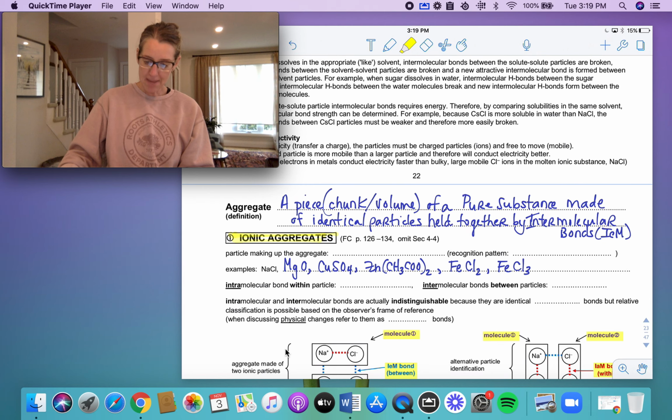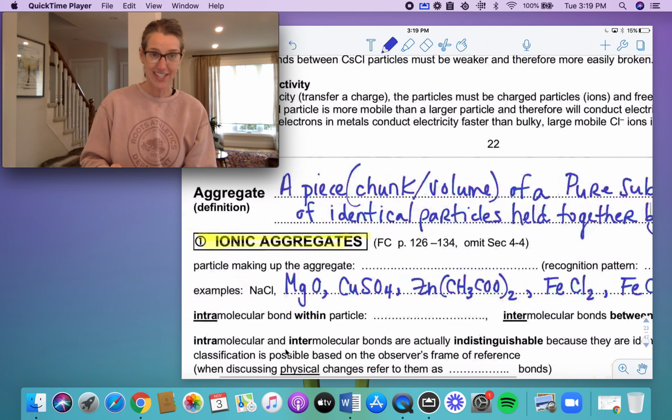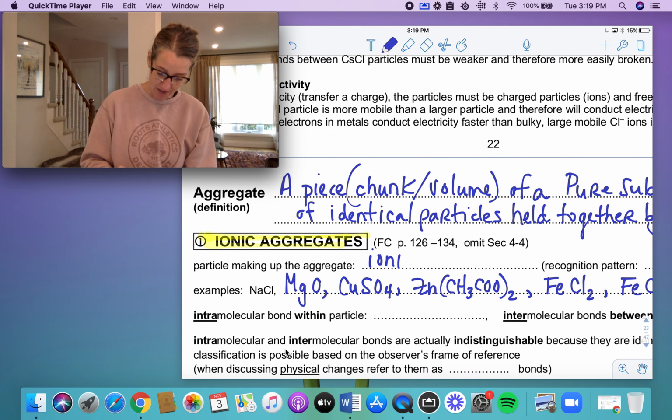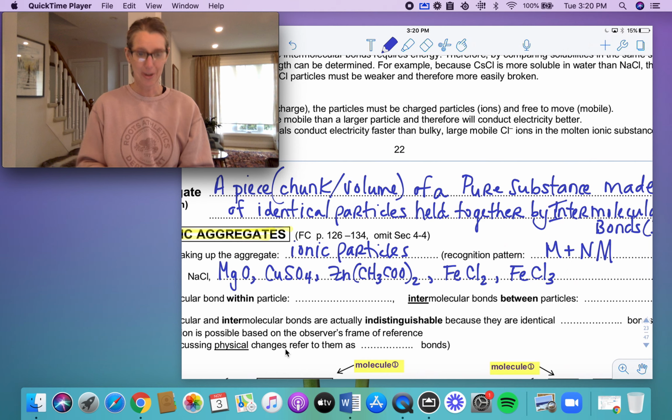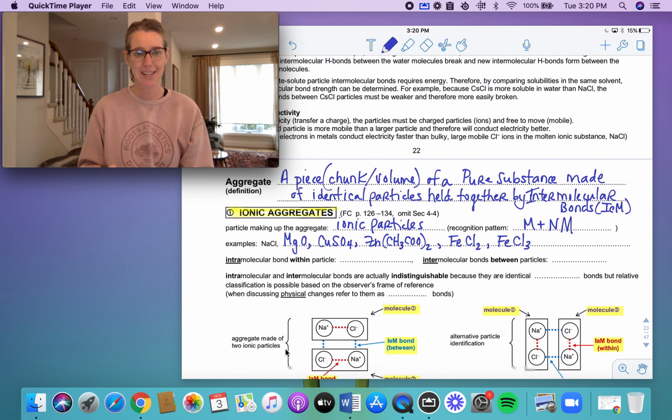What are the particles that make up this aggregate? Well, if it's an ionic aggregate, it's made up of ionic particles. Okay, how do we recognize they are ionic? It's because there is a metal and a non-metal put together. What are some examples? Now go ahead and write some examples down. You don't have to use mine, use your own, but don't do easy ones, right? Do ones that are a little trickier. So you've got magnesium oxide, copper(II) sulfate, zinc acetate, iron(II) chloride, iron(III) chloride. Practice your nomenclature every time you do some of these examples.